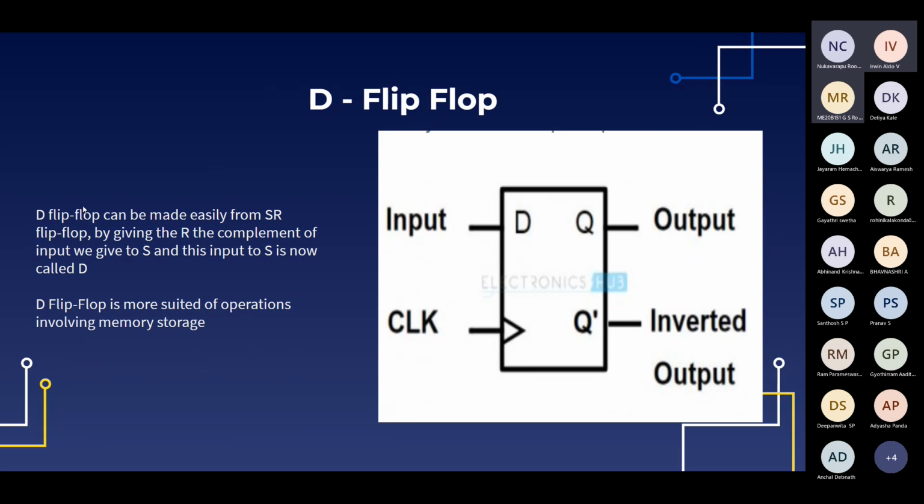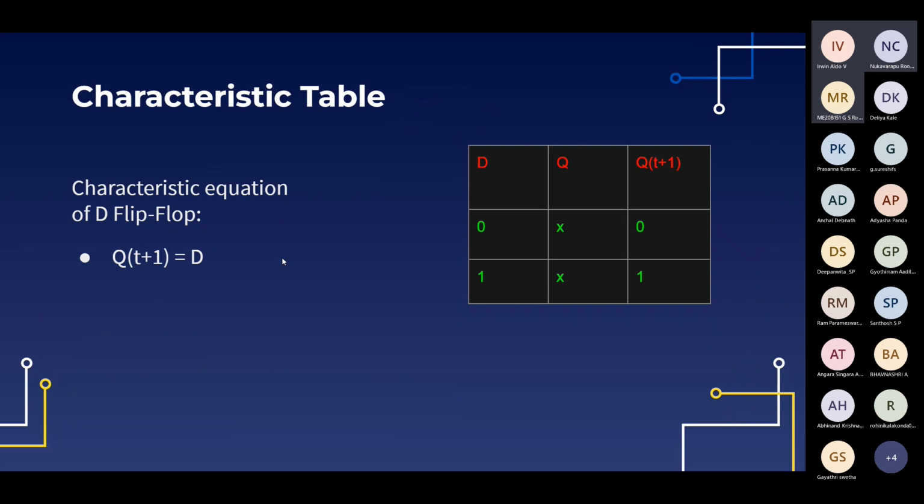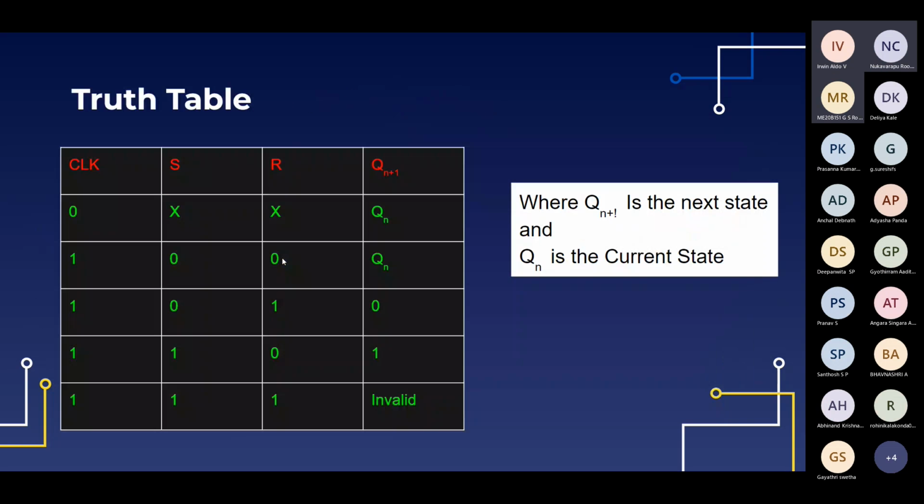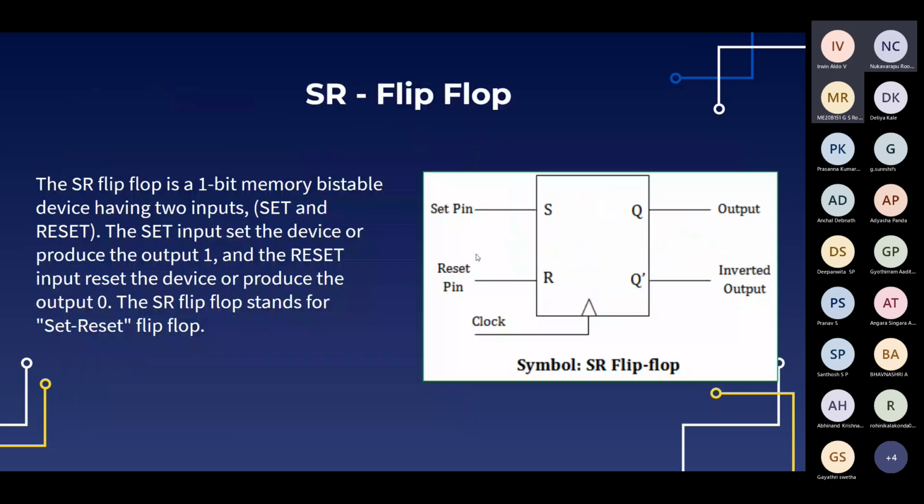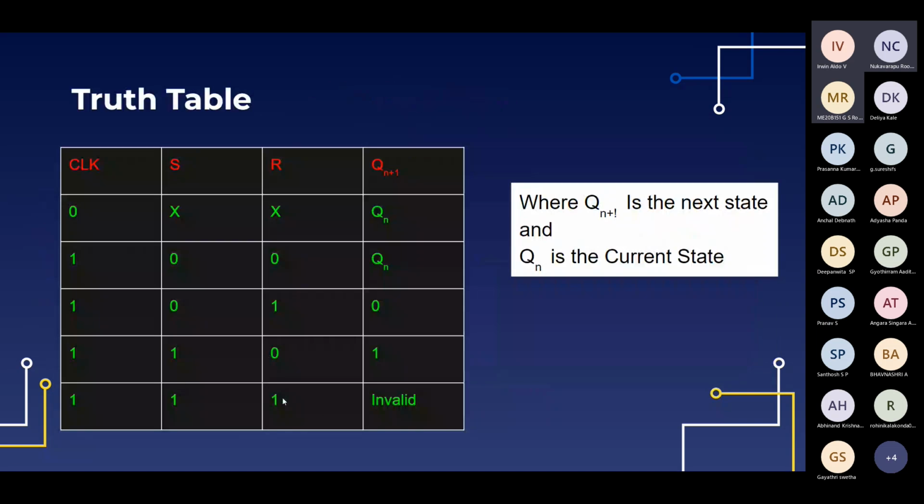It can be made easily by giving complement of S to R. Okay, what does it exactly mean? In SR flip-flop, there are cases; in D flip-flop, we are going to avoid the case where both S and R are 1. Right? Giving a complement input.